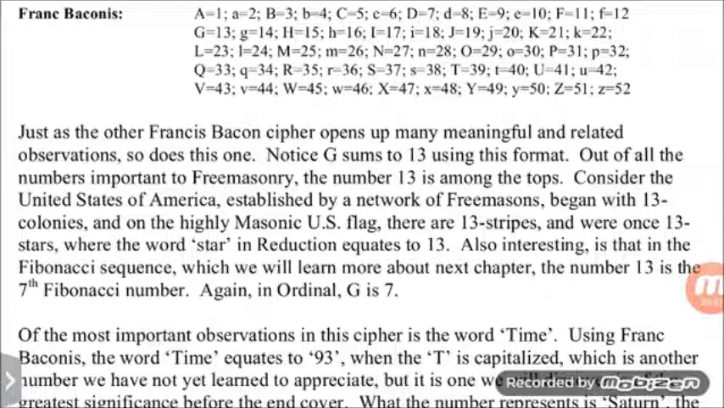Out of all the numbers important to Freemasonry, the number 13 is among the tops. Consider the United States of America, established by a network of Freemasons, began with 13 colonies, and on the highly Masonic U.S. flag, there are 13 stripes, and were once 13 stars, where the word star in reduction equates to 13. Also interesting is the Fibonacci sequence, which we will learn more about next chapter. The number 13 is the 7th Fibonacci number. Again, in ordinal, G is 7.